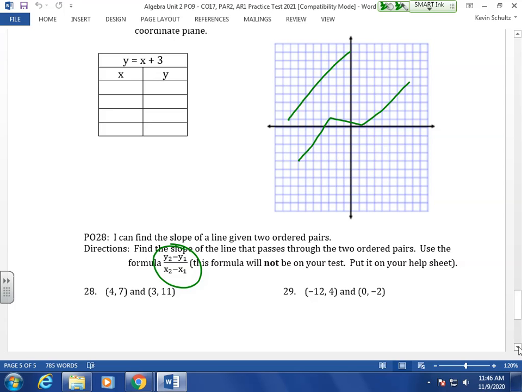Make sure you simplify answers. You'll notice number 29 simplifies down to be half or negative half. So make sure you do that. All fractions, always simplest form. Questions on that?